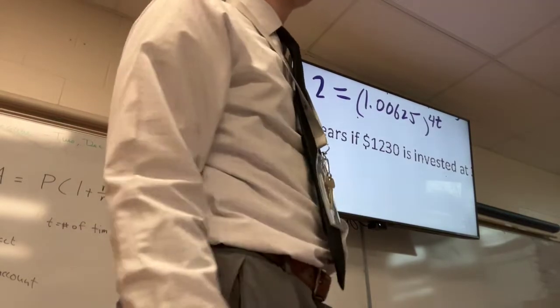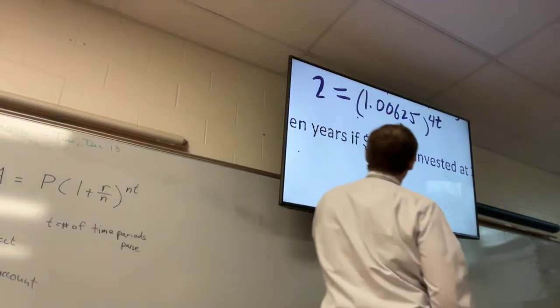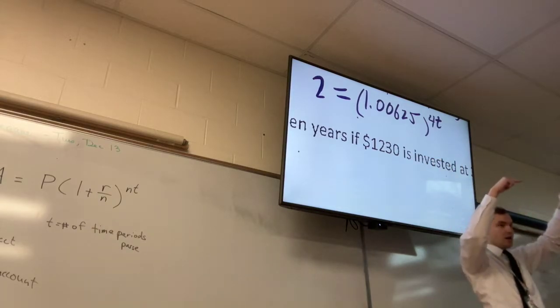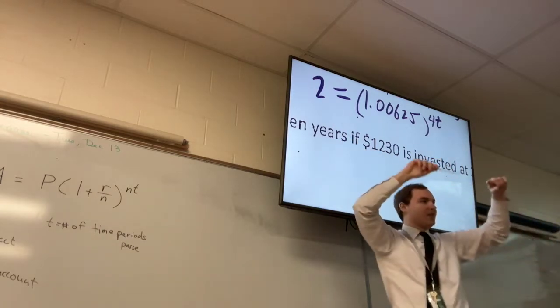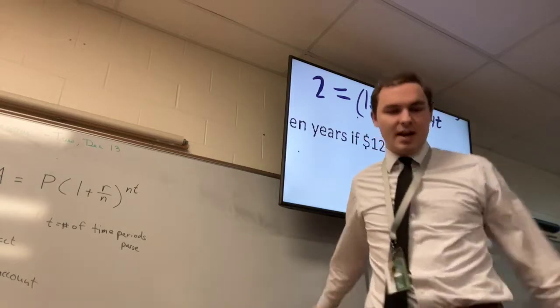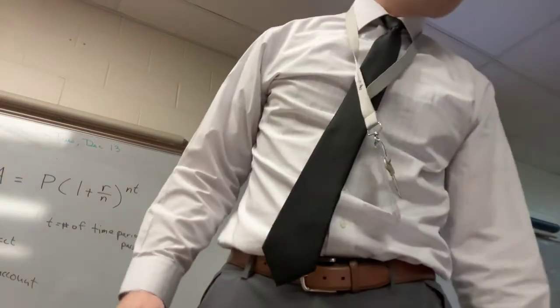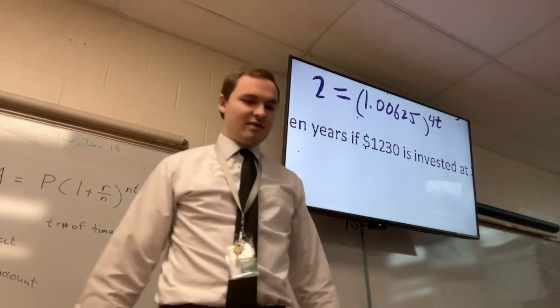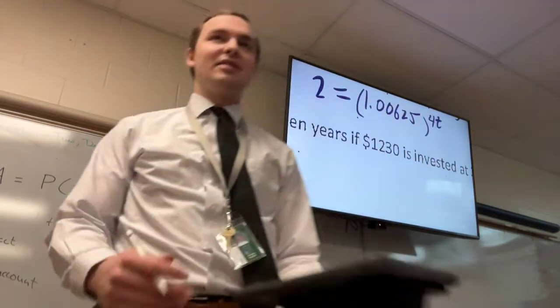So you could do a graphical at this point. You could plug in 1.00625 to the 4t for your y1, and then plug in 2 for your y2, and see where they intersect. Okay, but let's do this with logs. How do you break a t out of an exponent? With a log. Yeah, you do a log.